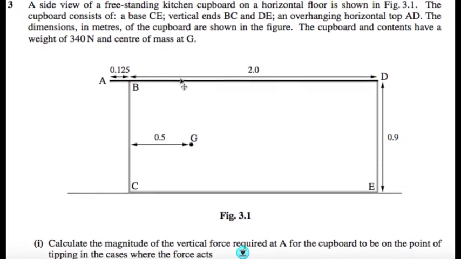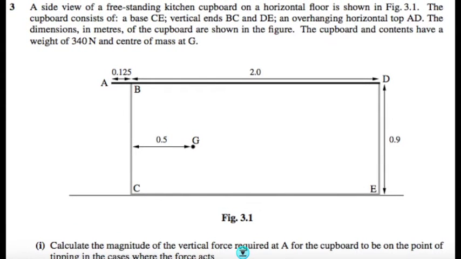Right, question 3. A side view of a freestanding kitchen cupboard and a horizontal floor is shown in figure 3.1. The cupboard consists of a base CE, vertical ends BC and DE, and an overhanging horizontal top AD. The dimensions in metres of the cupboard are shown in the figure. The cupboard and contents have a weight of 340 newtons and centre of mass at G.